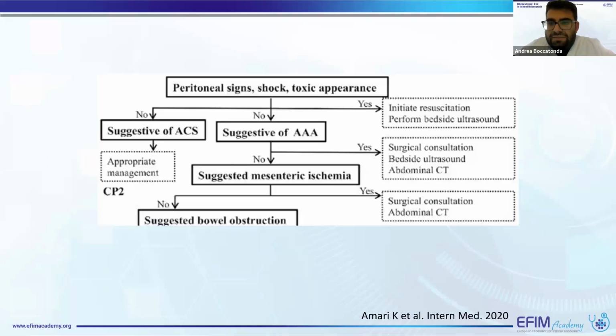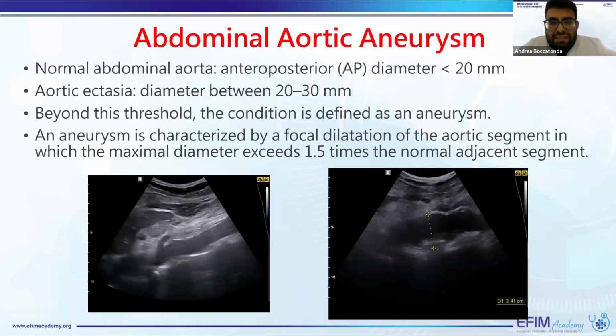We could remember the RUSH protocol or other types of these protocols. The first thing to observe and exclude is the presence of a disease of the abdominal aorta, in particular aneurysmal disease or aortic dissection. As shown in the slide, we remember that a normal diameter of the abdominal aorta is 20 millimeters. When we face an abdominal aorta between 20 and 30 millimeters, we can speak about an aortic ectasia, and over 30 millimeters, this is considered an aneurysm.